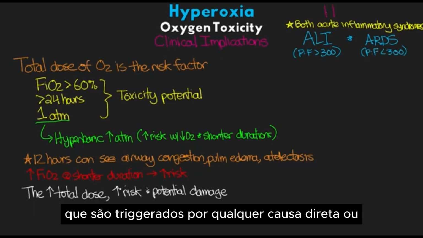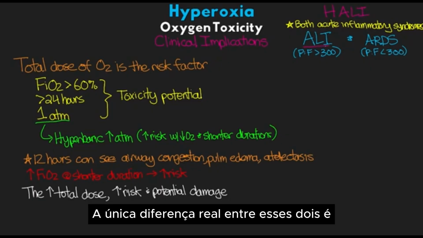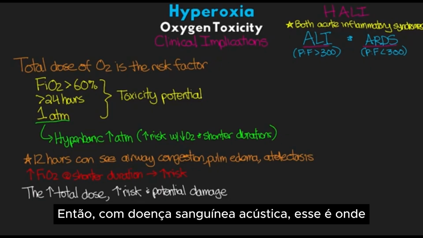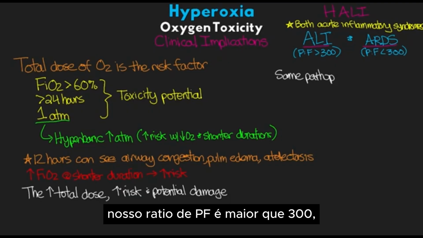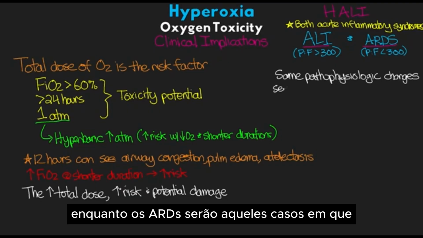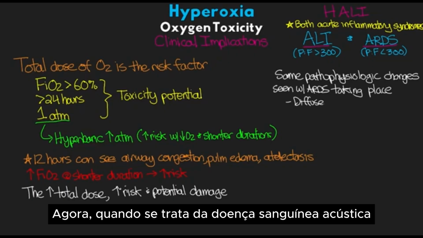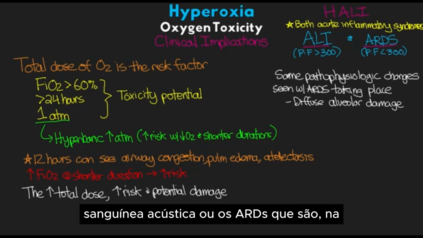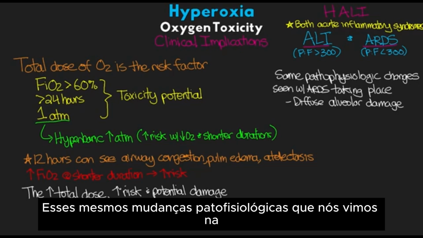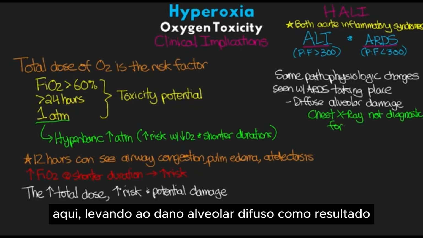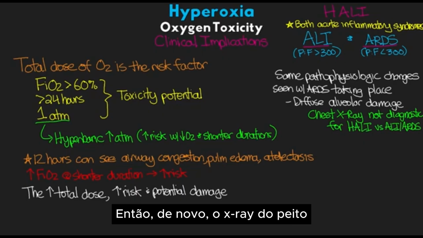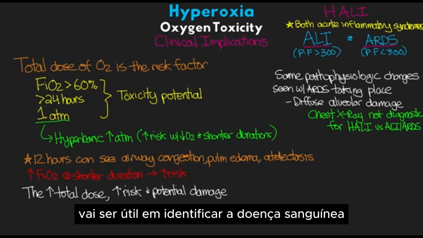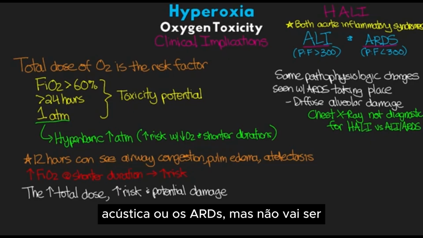Now, when it comes to our hyperoxic acute lung injury, this actually mimics our acute lung injury or our ARDS that's triggered by other conditions. Those same pathophysiologic changes that we're seeing in my discussion of ARDS are actually taking place here, leading to that diffuse alveolar damage as a result of the inflammation damage. So once again, chest x-ray is going to be helpful in identifying the acute lung injury or the ARDS, but it's not going to be diagnostically specific for our hyperoxic acute lung injury. So again, really just think about the precipitating cause of the acute lung injury or the ARDS in this case would be from the hyperoxia.